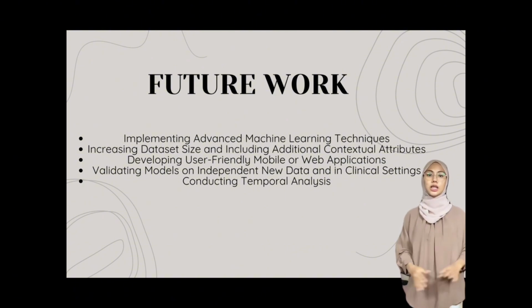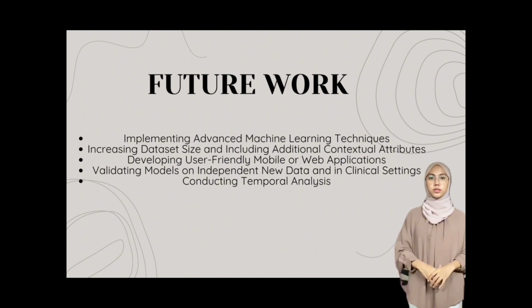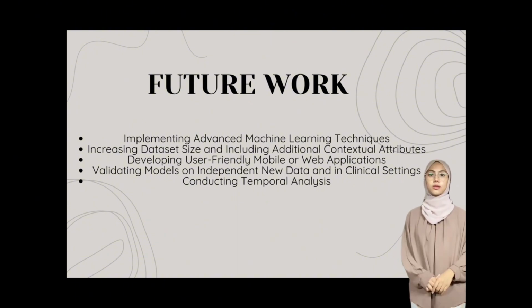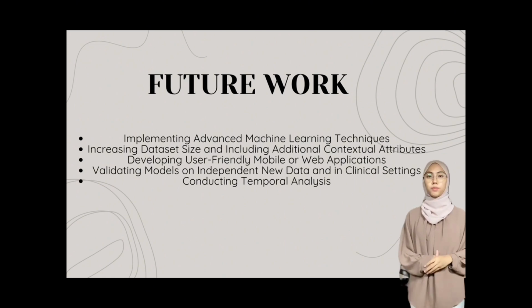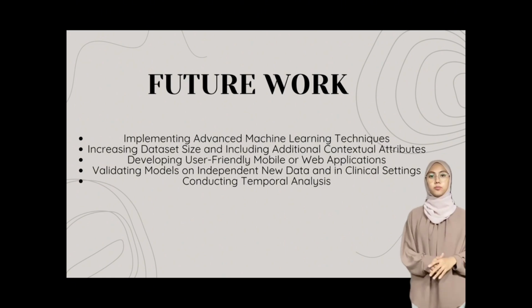Future work in enhancing diabetes risk prediction models could involve several key areas. Implementing advanced machine learning techniques such as deep learning models could significantly improve prediction performance by capturing more complex patterns in the data. Increasing the dataset size and including additional contextual attributes such as genetic information and lifestyle factors would enhance pattern recognition and model accuracy. Developing user-friendly mobile or web applications based on these models could make diabetes risk assessment tools accessible to the public, aiding awareness and prevention.